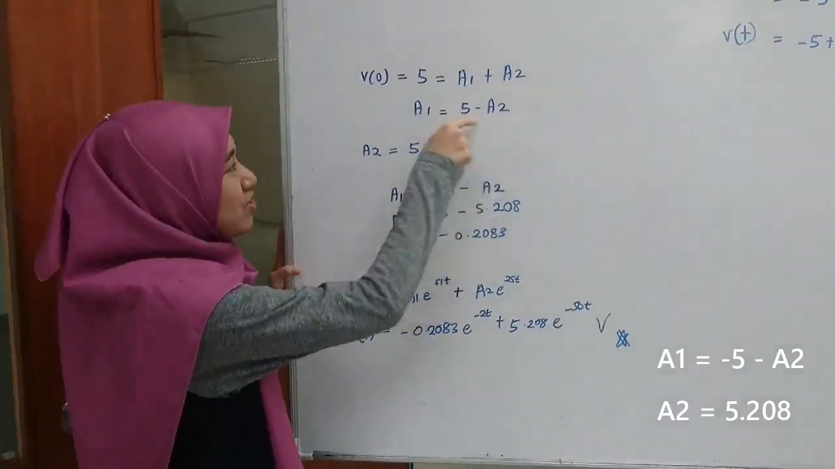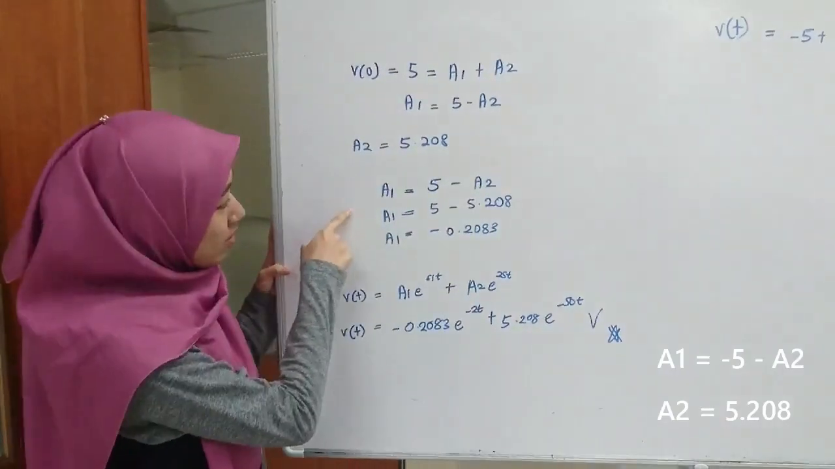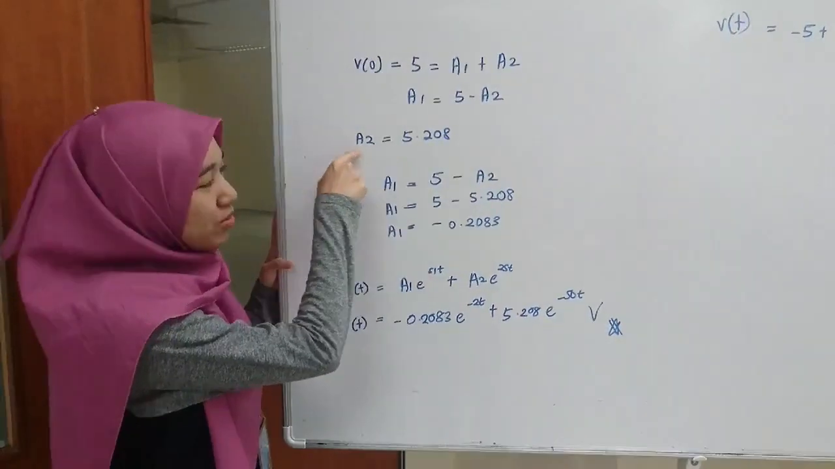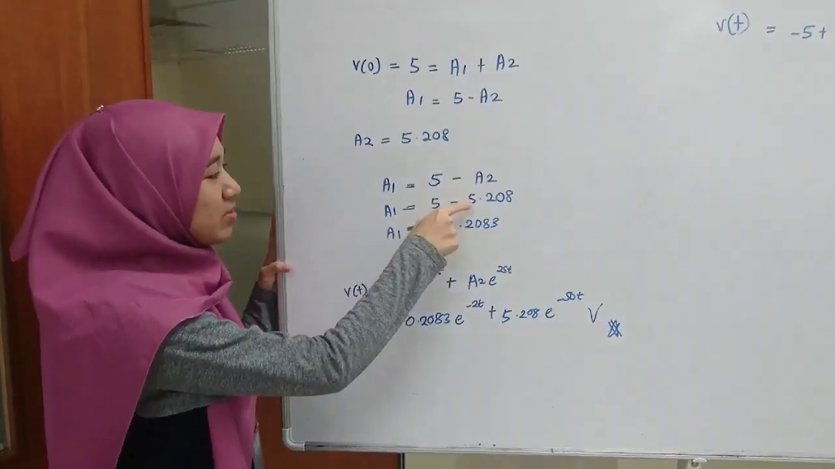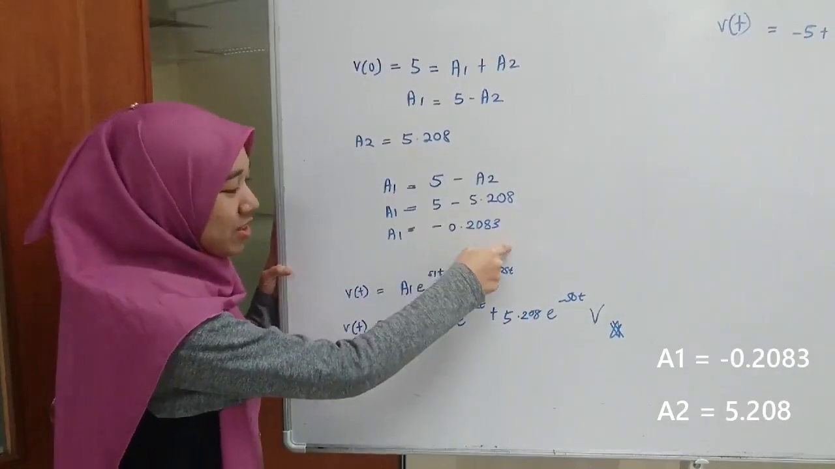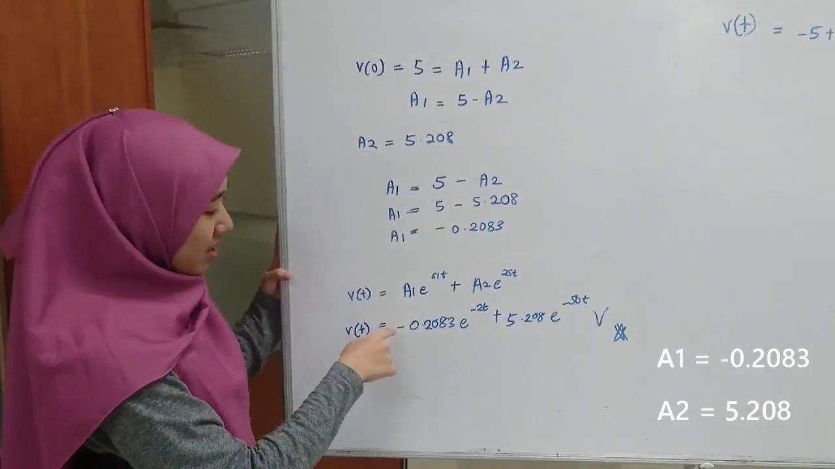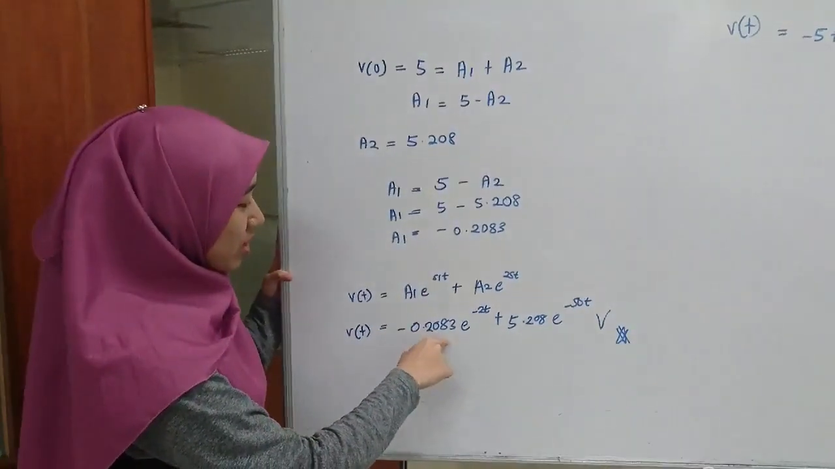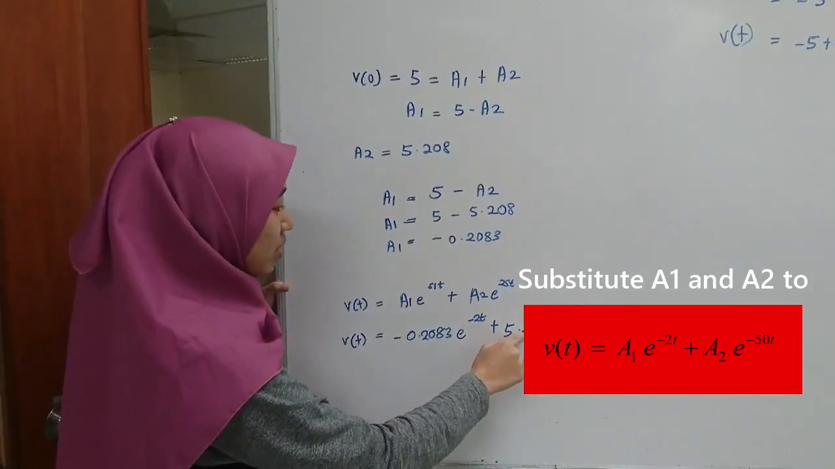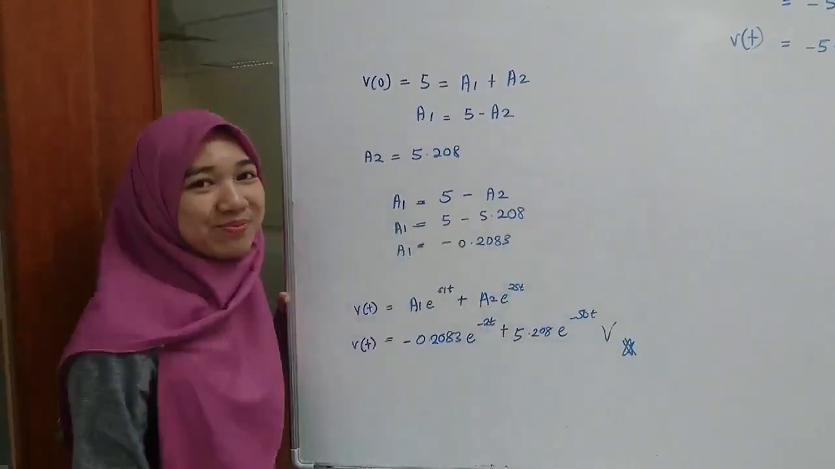So this is the equation for A1: 5 minus A2. When we want to find A1, we enter the value for A2, 5 minus 5.208, and we get negative 0.208. So the final answer for v(t) is negative 0.2083 e to the power of negative 2t plus 5.208 e to the power of negative 50t volt.